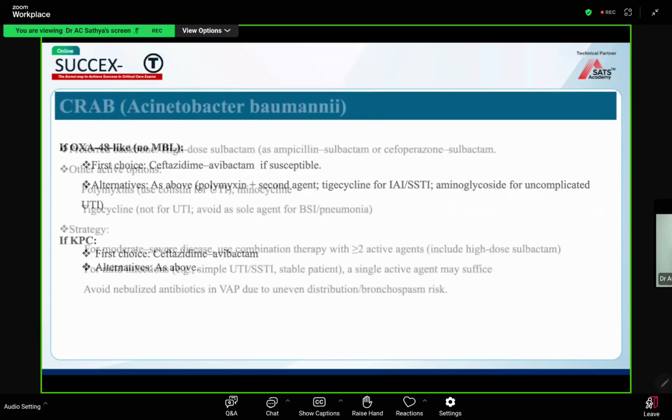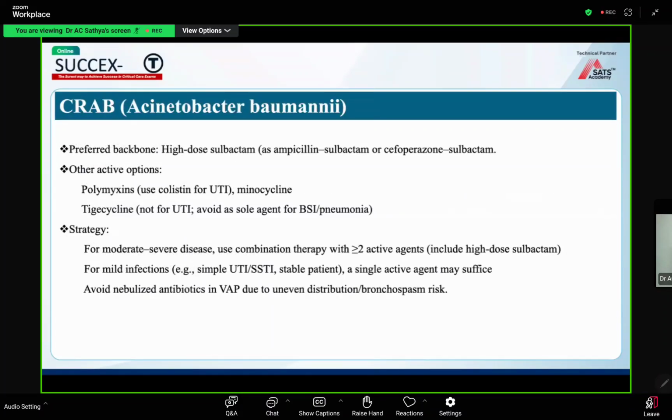So let's move on to carbapenem resistant Acinetobacter, abbreviated as CRAB. The backbone for Acinetobacter therapy is usually a high dose sulbactam, especially when there's a bacteremia. The other active options are polymyxins. You can use colistin for UTI, polymyxin B you can't use for UTI, and minocycline, tigecycline when the bacteria is sensitive. In the case of severe disease, always use a combination therapy. For mild infections, a single agent might suffice. There is no great evidence for nebulized antibiotics with CRAB VAP.